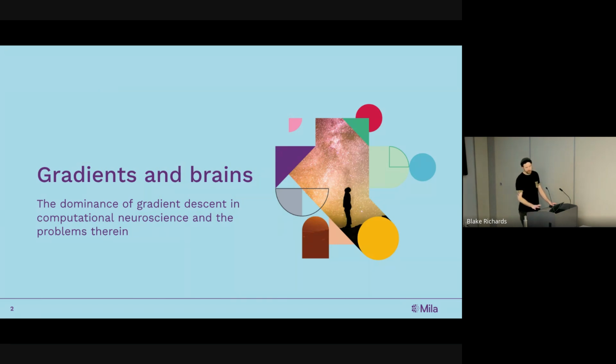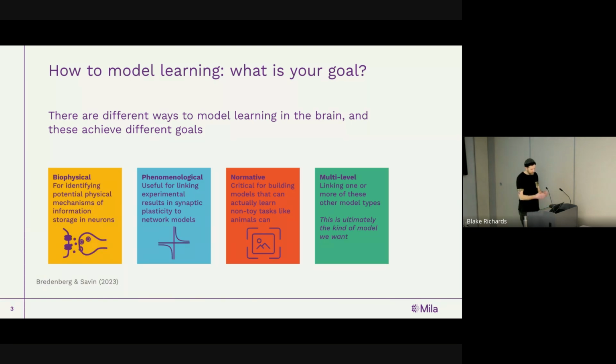So first I want to lay the groundwork here by talking about gradient descent and computational neuroscience. For those of you who don't do computational neuroscience, and for those of you who do, it's good to highlight the fact that when you're modeling learning in the brain, you have to ask yourself what your goal is, because there are different goals you can attempt to achieve by modeling the brain. If you're seeking to understand the physical mechanisms of information storage in the brain, then you probably want to build a biophysical model that actually corresponds to how real cells work down to the level of ionic currents and proteins and dendrite shapes and all that kind of stuff.